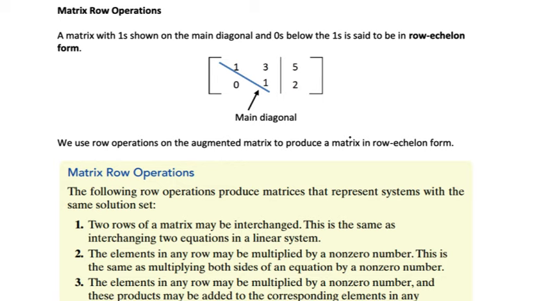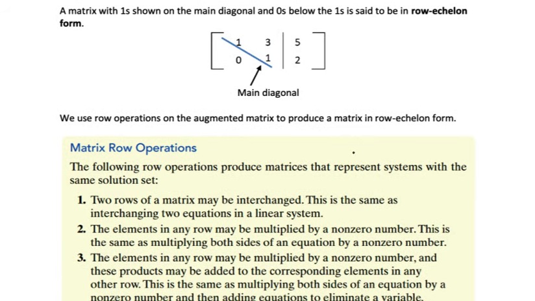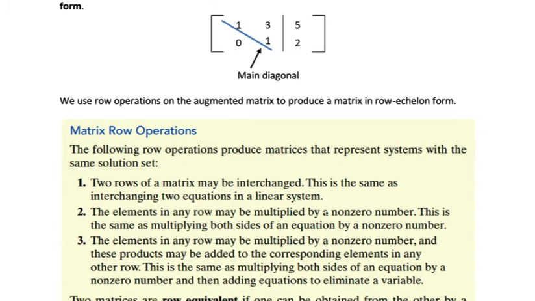The first row operation is that you can change two rows. So for example, with this matrix, I could put the row with 0, 1, and 2 into the top row, and I could move the 1, 3, and 5 into the bottom row. So that's just changing the order of rows. The second row operation is that I can multiply an entire row by a non-zero number. So for example, I could multiply this bottom row. I could multiply everything in that row by 2 and get 0, 2, and 4.